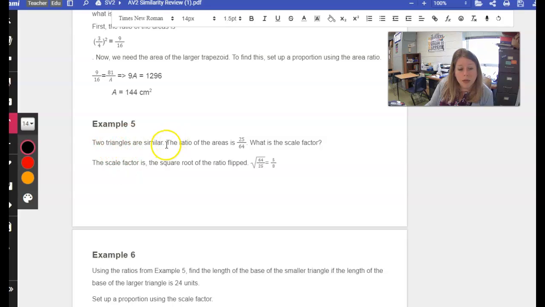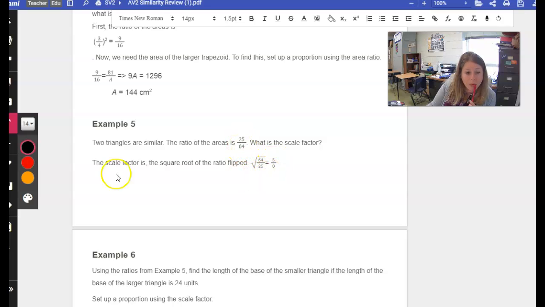Two similar triangles. The ratio of the areas is 25 to 64. What is the scale factor? Okay, so remember scale factor and ratios are flipped. So I flipped that upside down, made it 64 to 25, and then we're square rooting it because sides to area is squared. So the ratio of the sides would be 8 to 5.